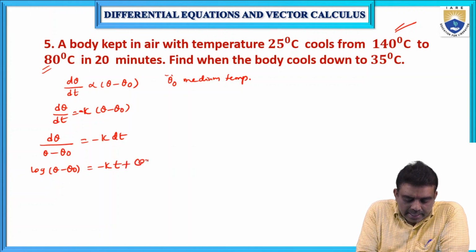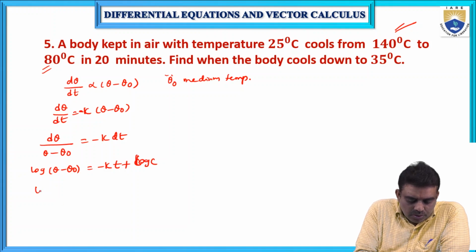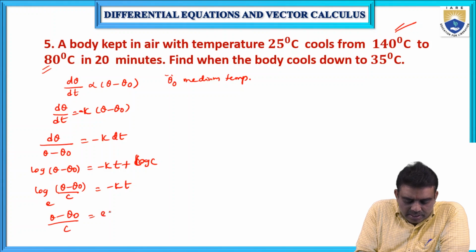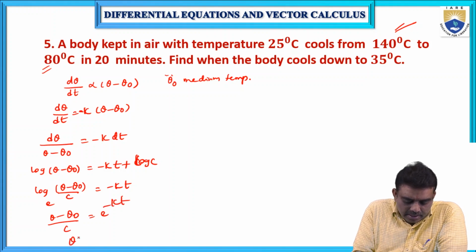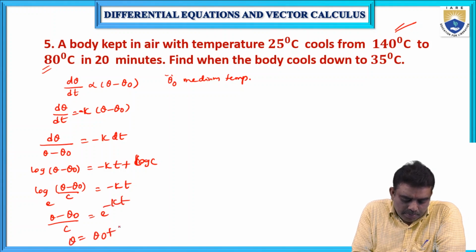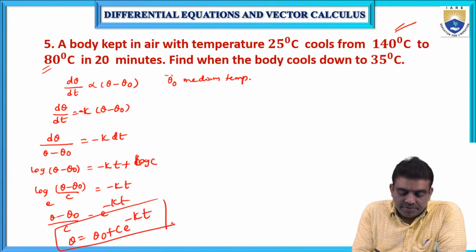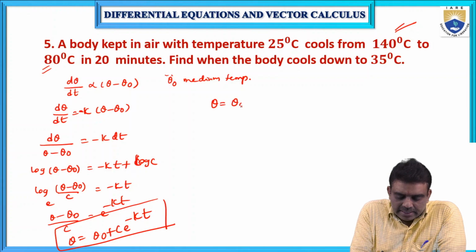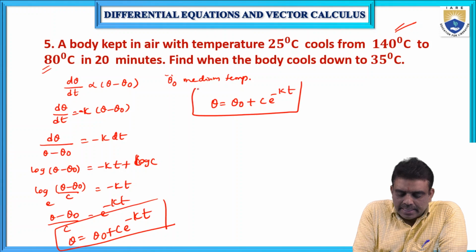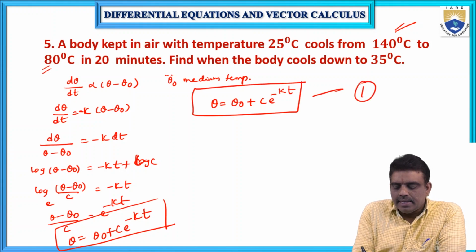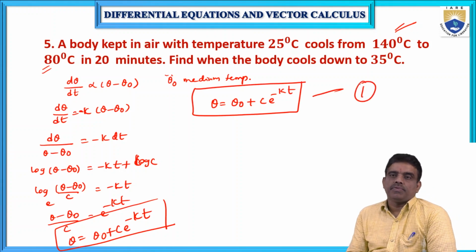Or you can take log c also. Log (theta minus theta naught) by c, base e, is equal to minus kt, or (theta minus theta naught) by c is equal to e power minus kt, or theta is equal to theta naught plus c into e power minus kt. This is the relation from our formula. The relation is theta is equal to theta naught plus c into e power minus kt. So this is the relation obtained by Newton's law of cooling.